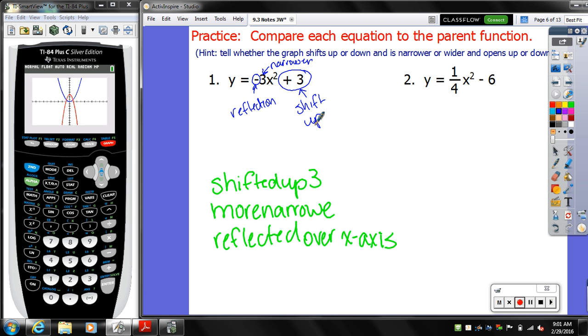So if we look at number 2, let's try to do this one without plugging it in our calculator. First, the 1/4. Remember, if it's less than 1, it is going to make the graph wider. And then the minus 6 at the end is going to cause the graph to shift down. Notice there's not a negative in front of the 1/4, so there will not be a reflection in number 2.